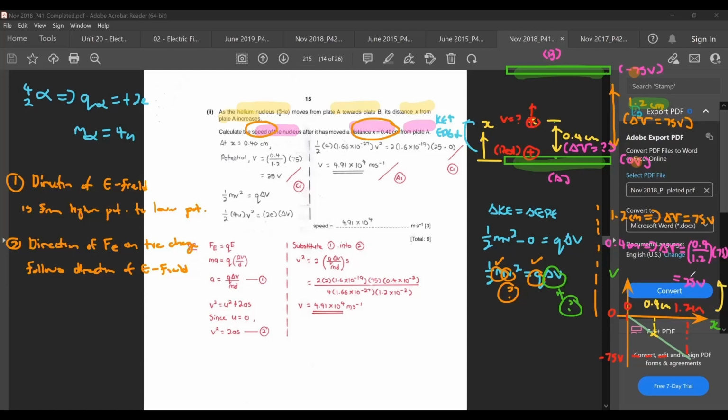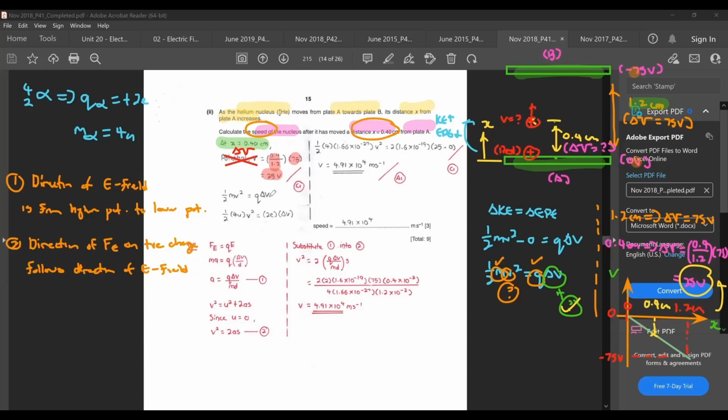Okay, so you already have the 25 volts. If this one is found, you can now find out what is your v. So you would probably write a working similar to this. You will probably just say that at x equals 0.4 centimeter, rather than saying potential V, it would be better for me to say the potential difference is actually 0.4 divided by 1.2 times 75, giving me 25 volts.